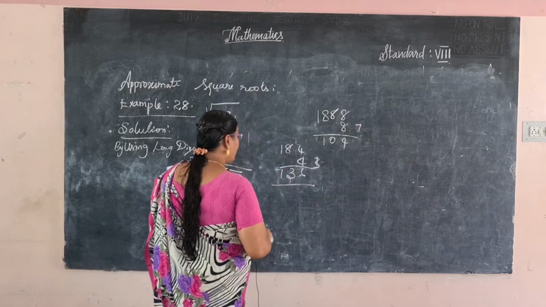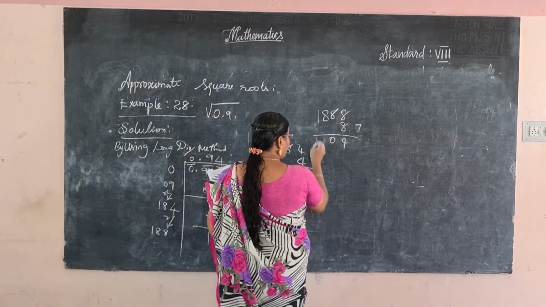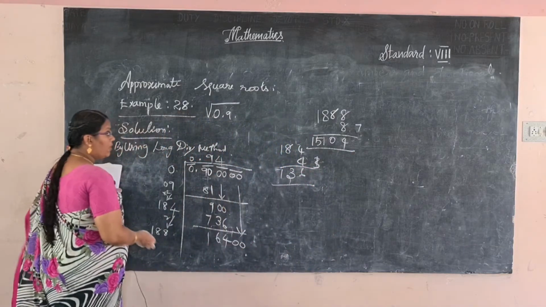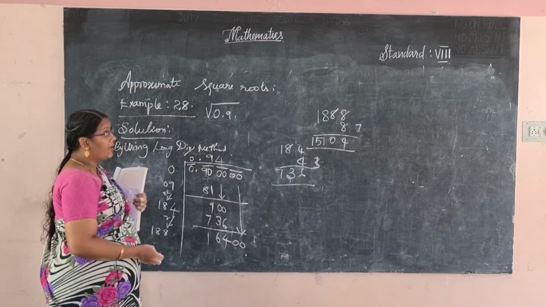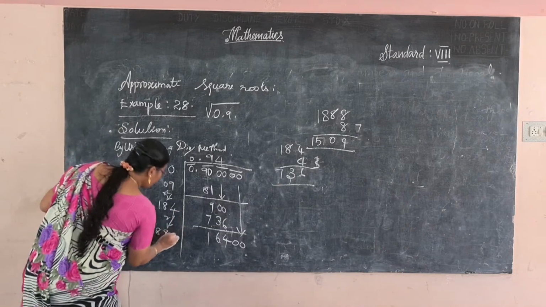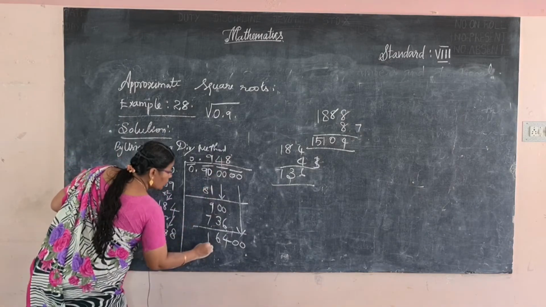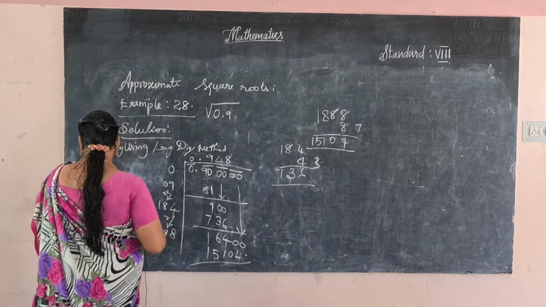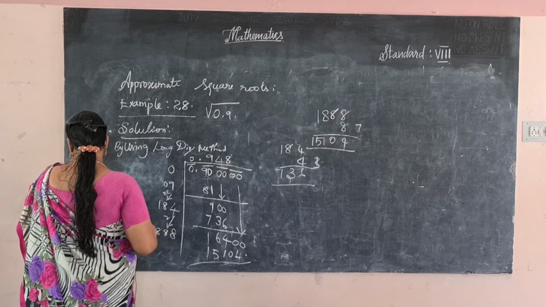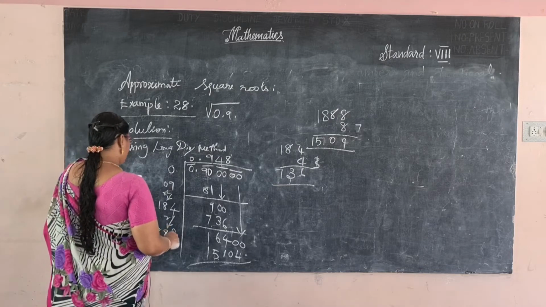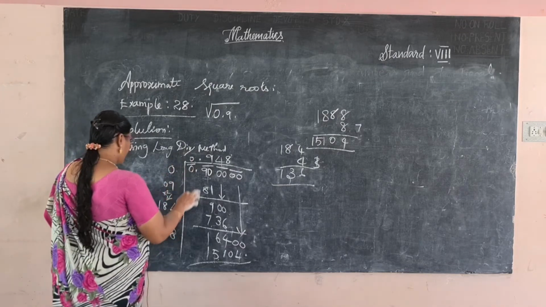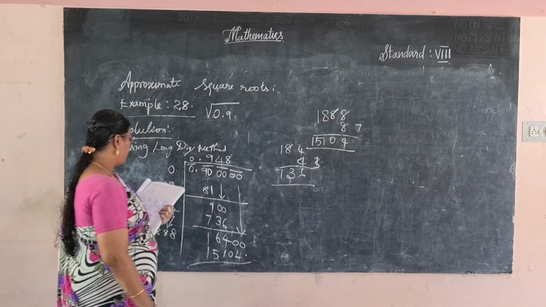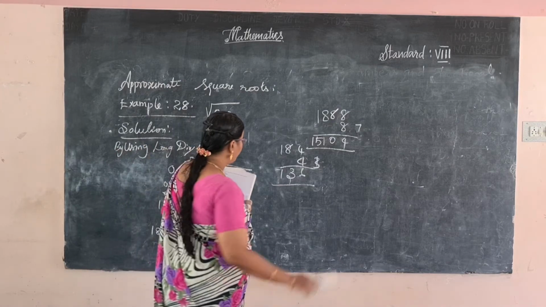8 ones are 8. 8 plus 7, 15. Okay. So multiplying the numbers 1888 by 8, we get 15,104. We have to find out how many digits? 3 decimal places. Okay, we have to find out the 3 decimal places. So what is the value?